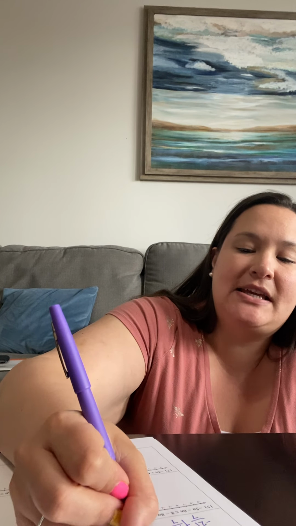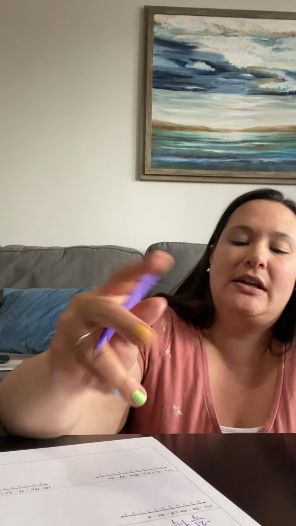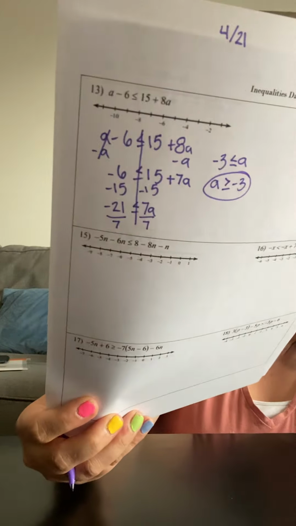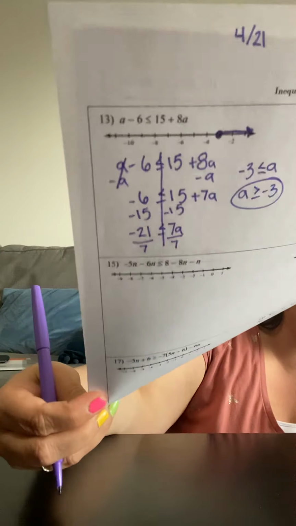And typically how we would write it is with the variable first. So I'm going to flip this and make it a is greater than or equal to negative 3, so that it looks like that. All right. Finally, I'm going to go ahead and graph it. So I'm going to go to negative 3. And because it's greater than or equal to, I'm going to fill in the circle. And greater than or equal to, I'm going to go towards the larger numbers. So that would be to the right side. And that's what my graph is going to look like.